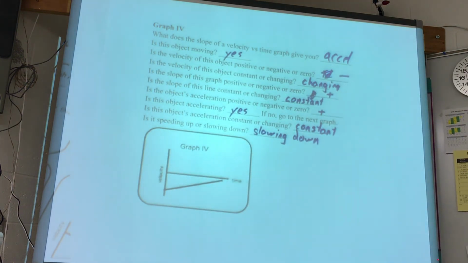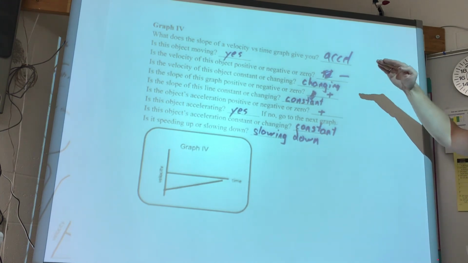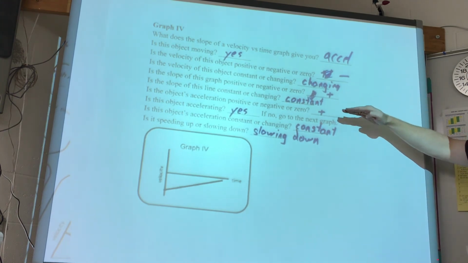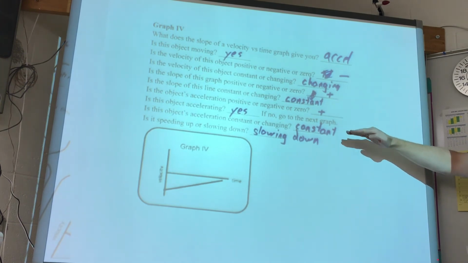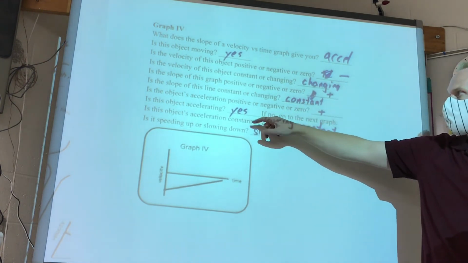My velocity is negative, which means it's moving in the negative direction. That's all it means. My velocity is changing. The slope is positive, which means my acceleration is positive. My slope is constant, which means my acceleration is constant. And because my velocity is changing, we can say this object is accelerating.